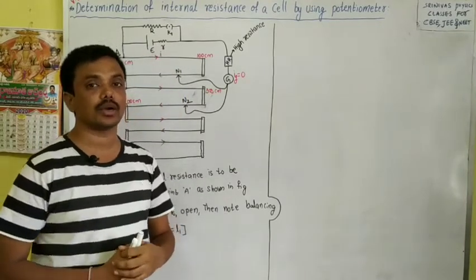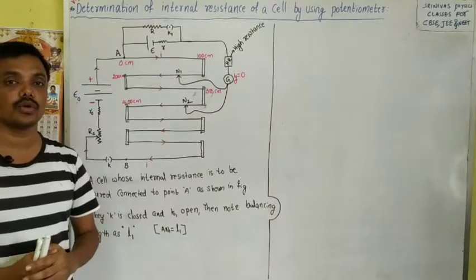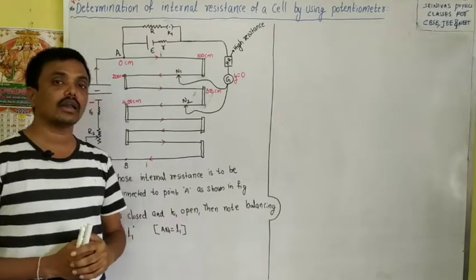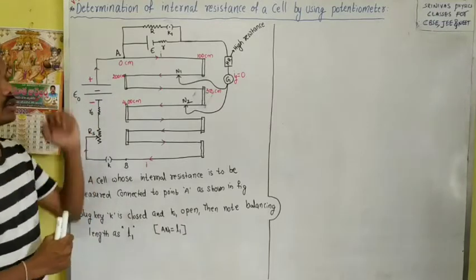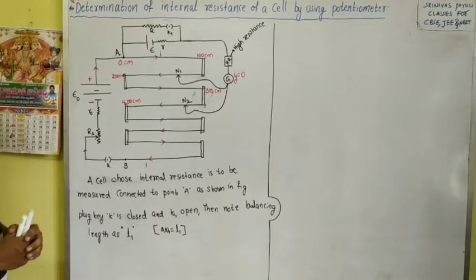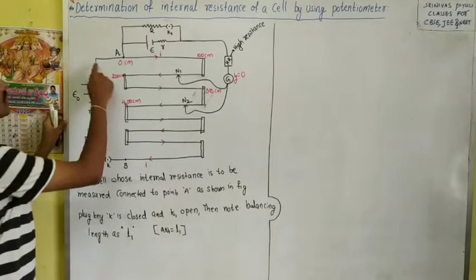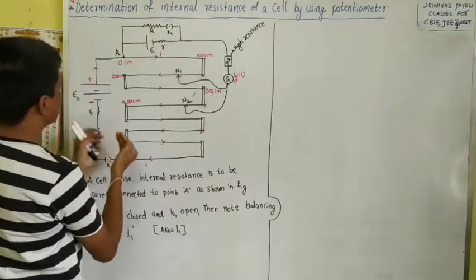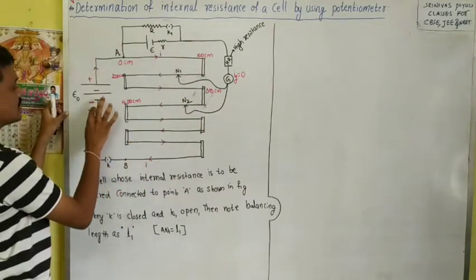Now I am going to continue with one more use of the potentiometer: we can determine the internal resistance of a cell by using a potentiometer. This is the circuit diagram to determine the internal resistance of a cell. Look here, this lower part is the potentiometer, and this is the cell and internal resistance.